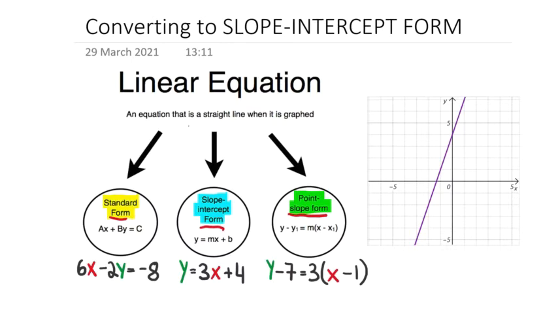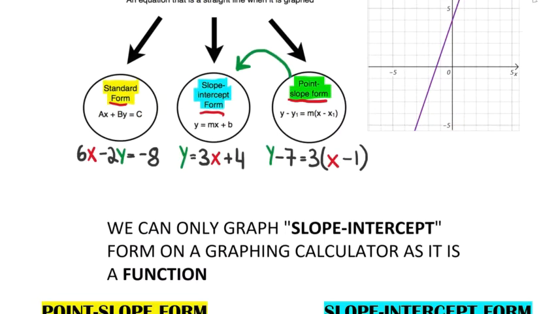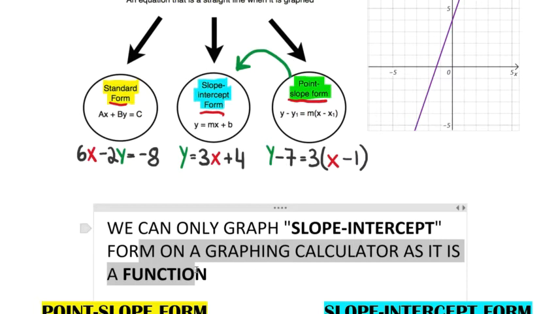This video is going to show you how we're going to convert from point-slope form into slope-intercept form. We are converting from point-slope form into slope-intercept form because slope-intercept form is the only form that can be graphed on a graphing calculator.